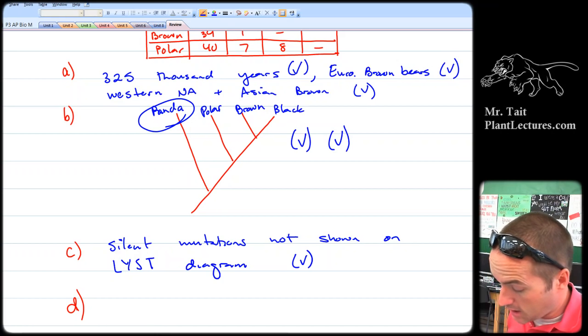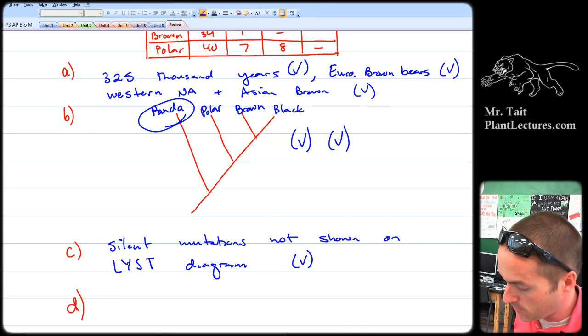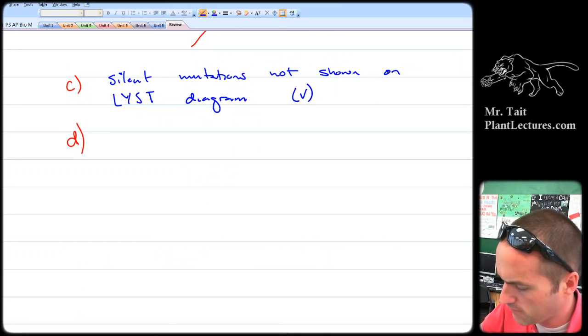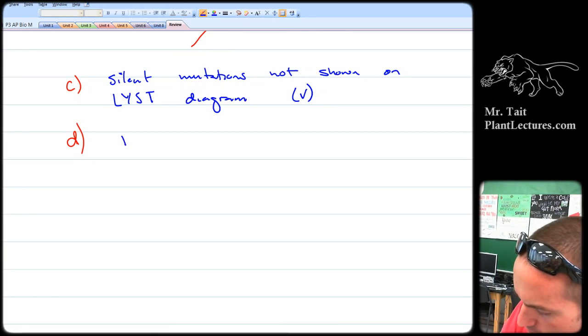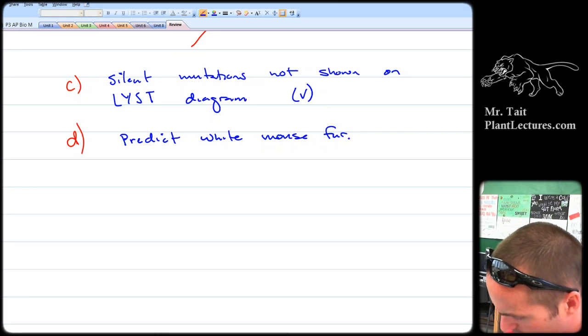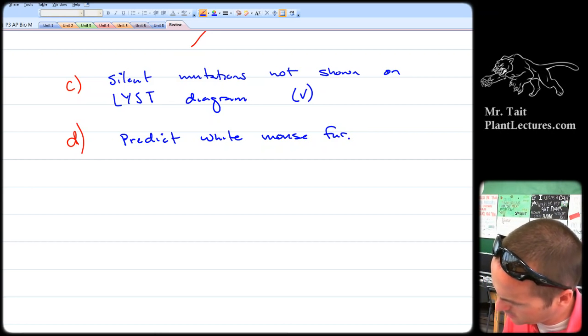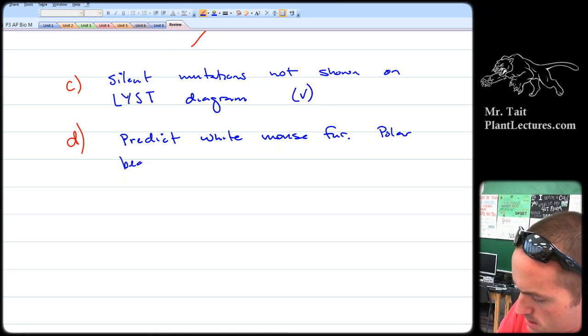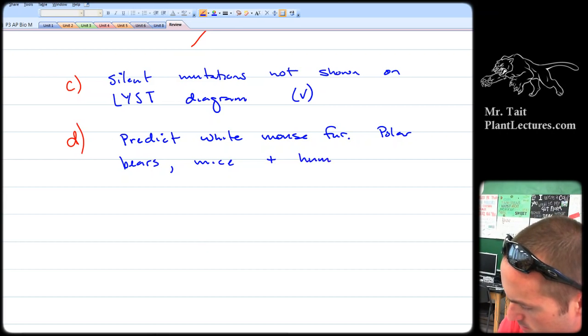D says, a researcher genetically engineers a mouse strain by deleting the mouse list gene and replacing it with the polar bear list gene. Predict the most likely difference in the phenotype. Well, what did it do to polar bears? Made their fur white. So we would predict white mouse fur. And then the second part is justify the prediction. Polar bears, mice, and humans are all mammals.